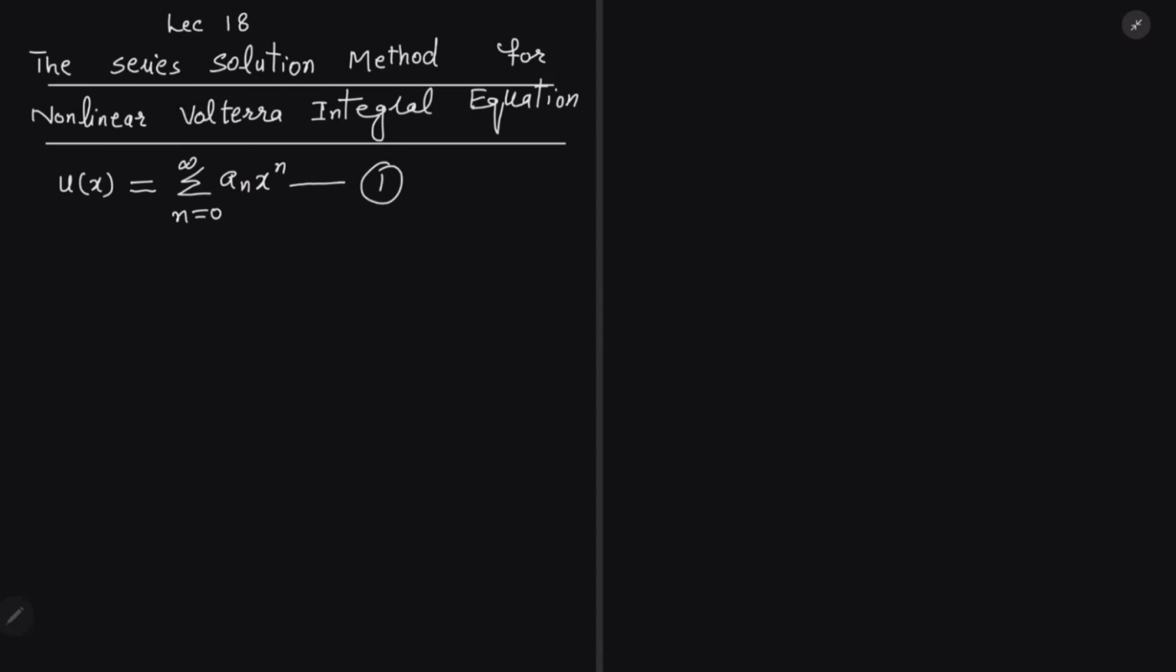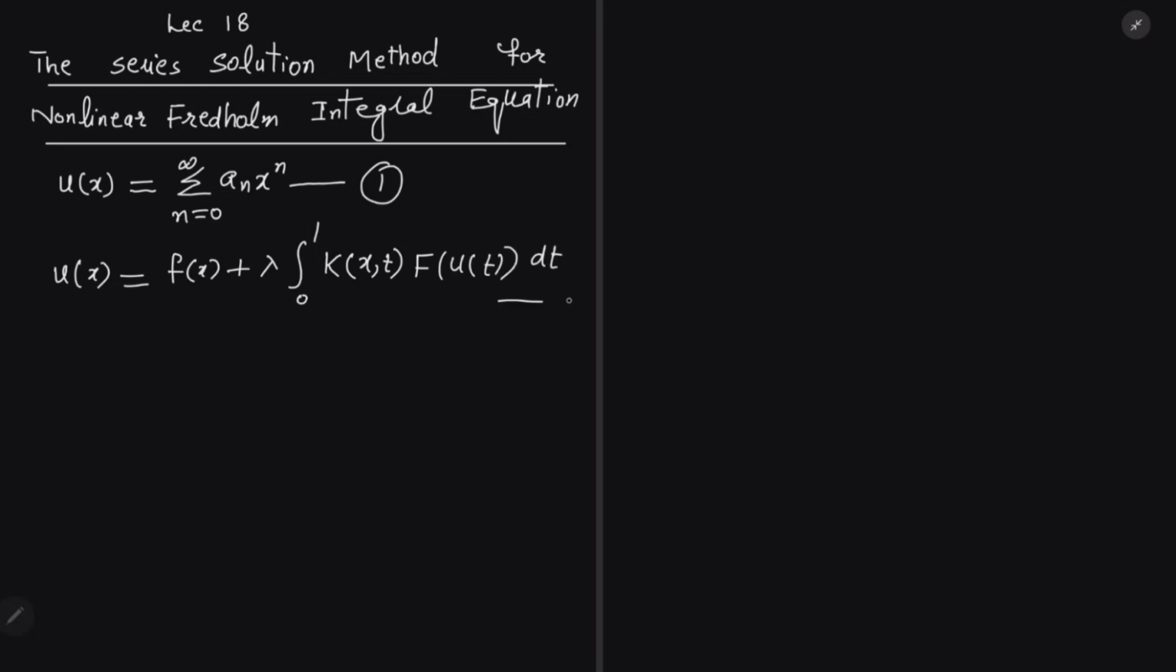So I need to change the topic to the nonlinear Fredholm integral equation. So we have the nonlinear, non-homogeneous Fredholm integral equation over here, integral from 0 to 1 of k(x,t), and the nonlinearity comes from this function, dt.